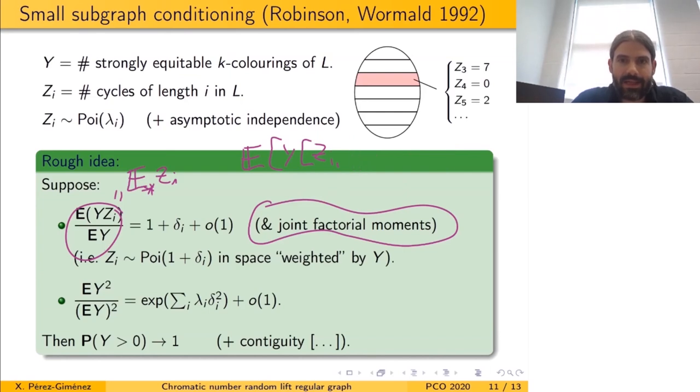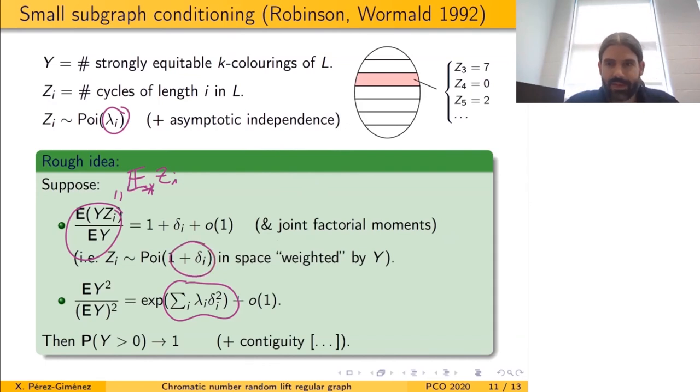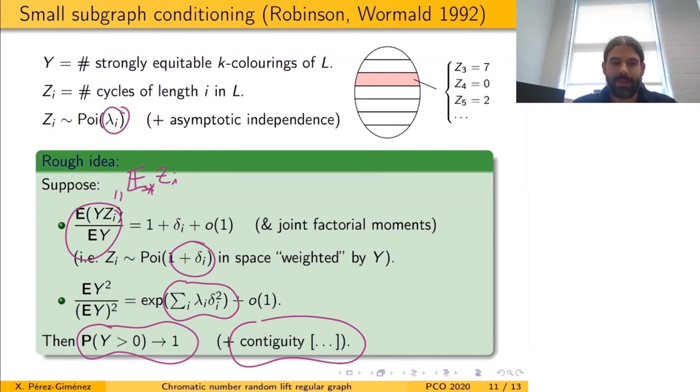And now you do some magic. You compute the exponential of this sum, of this series with the lambdas and the deltas that came from here and there, and you get some number. If this number matches the constant that you got from the ratio between the two moments, then you can conclude that the heuristic I gave before works. So the probability of having at least a proper coloring goes to one. And in some sense, you also get that the weighted space and the unweighted space are contiguous.